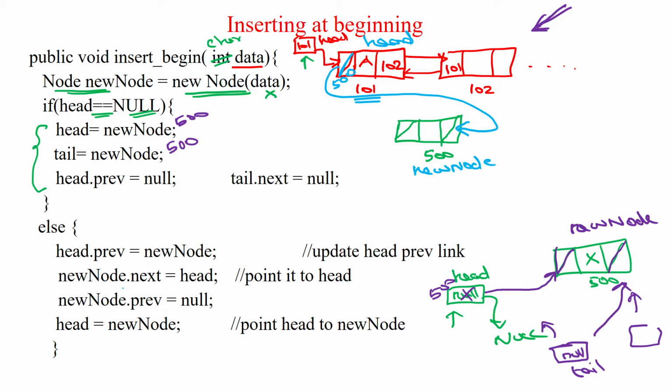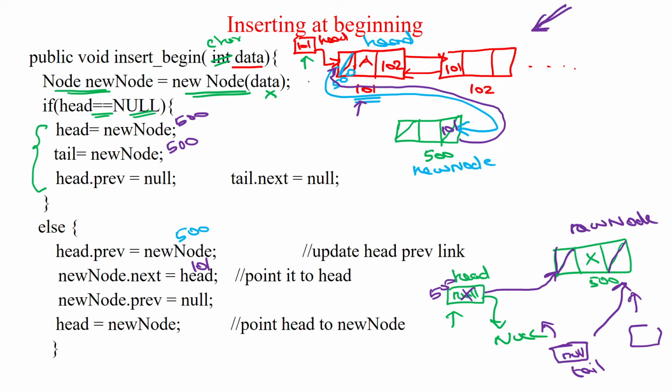Next, new node dot next. So new node dot next will be established like this. New node dot next will be 101. 101 is available in the head. Look at here, this is the head, 101 is available. So head is assigned to new node dot next. So the two links are established.